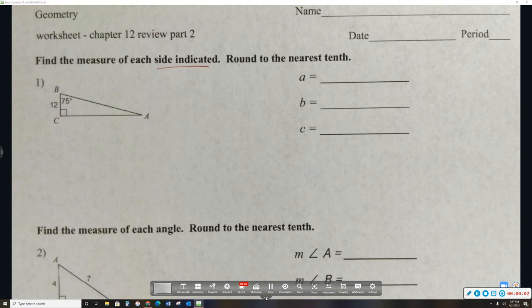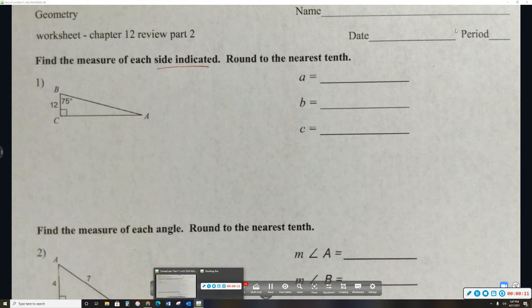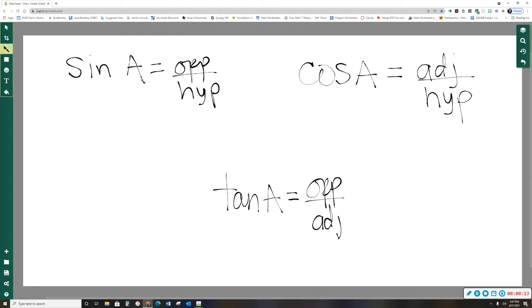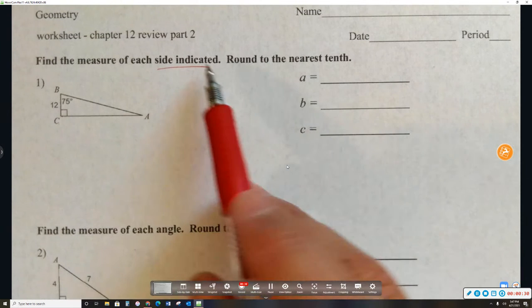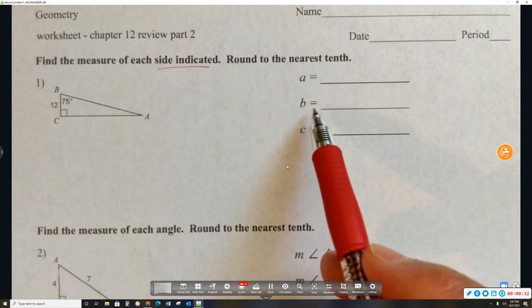Hey everyone, so here's the solution guide to the chapter review. Keep in mind, we do need to have these trig ratios handy, so have those memorized or have them written down somewhere. I'm going to run back and forth between this page and this page, so hopefully that's not too confusing. But if you see here, we're finding the measure of each side.